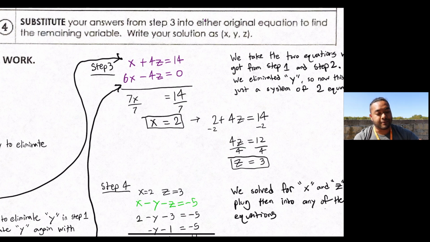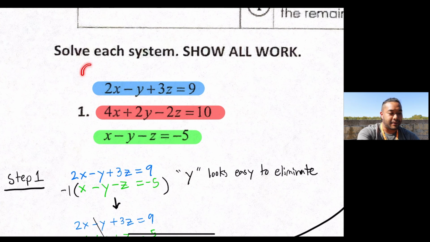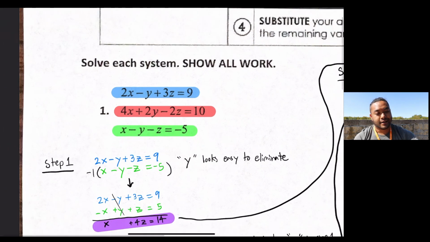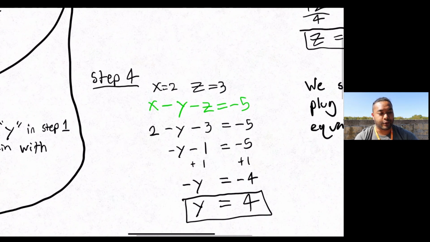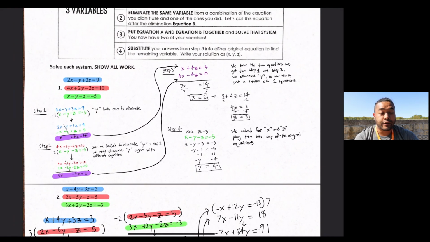Once I have those two variables, then for all those original equations that I had at the beginning, I can plug in x and z. The third equation looks like the easiest one to do that with. If I plug in x and if I plug in z, all that's left is going to be y. So if I take that green equation, plug in 2 and plug in 3, I end up with y equals 4. Okay, so that's steps 1 through 4.